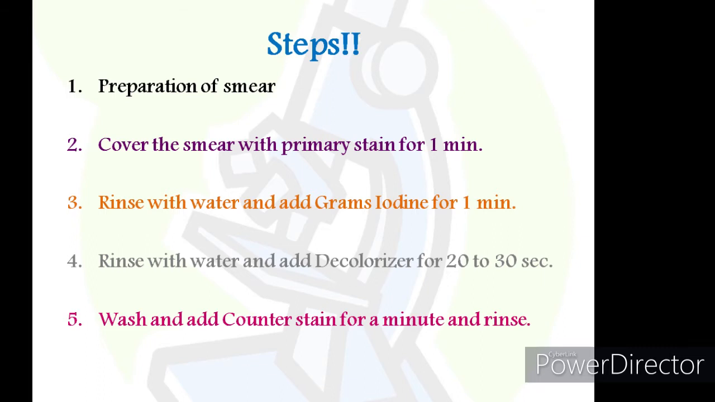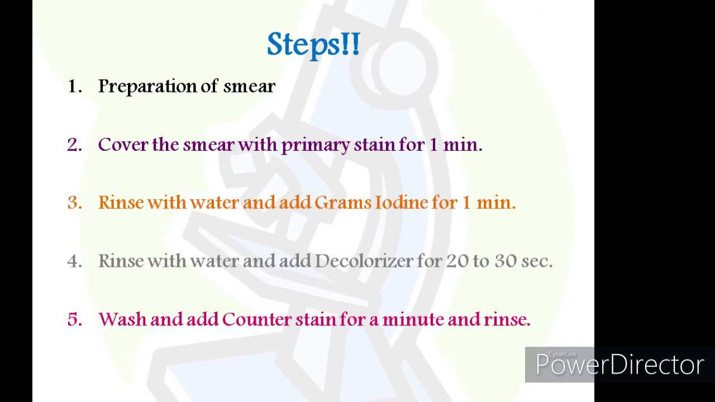In the fourth step, we'll rinse the smear with water and add decolorizer for 20 to 30 seconds. Usually alcohol or alcohol acetone is used as decolorizer, and this step helps to remove the CVI complex from the cell wall of an organism, but not from all. As in gram positive organisms, the CVI complex is trapped inside the cell wall as it consists of a thick peptidoglycan layer, but in case of gram negative organisms, the cell is highly permeable as it consists of lipopolysaccharide and only a thin layer of peptidoglycan. Hence the CVI complex is washed off by the decolorizer in gram negative organisms.